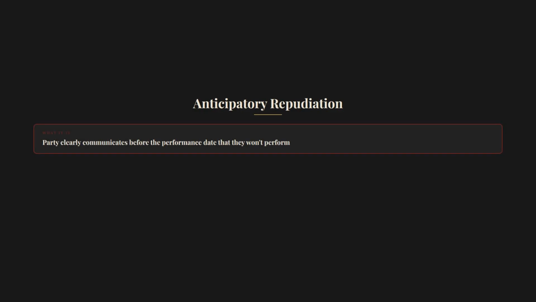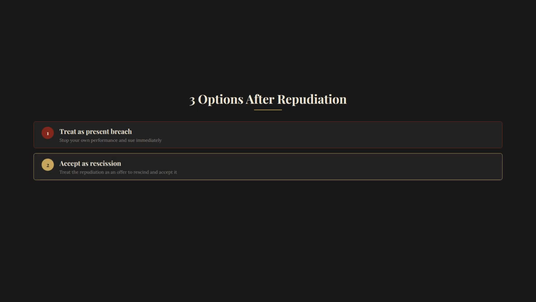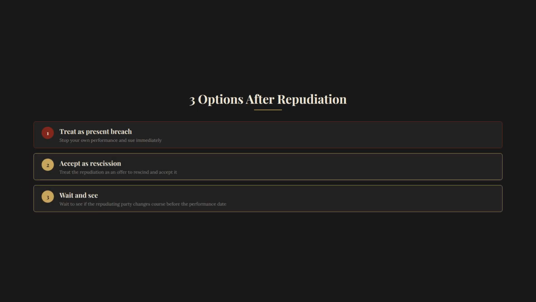Anticipatory repudiation is worth flagging separately. If a party clearly communicates before the performance date that they won't perform, the non-breaching party doesn't have to wait. They can treat it as a present breach, stop their own performance, and sue immediately. They can also treat the repudiation as an offer to rescind and accept it, or they can wait and see if the repudiating party changes course before the performance date.